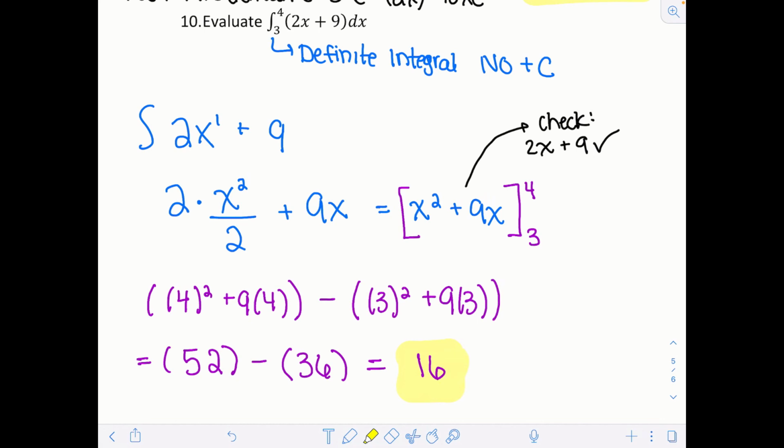And the final answer is 16. And it doesn't ask about that, but there was some stuff that we've covered already, which is like what we're actually trying to find is an area here. So we found the area under that curve between the points x equals 3 to x equals 4 would be 16 square units. Now, but for this problem, we don't need to talk about anything like that. We just write our answer down as 16.